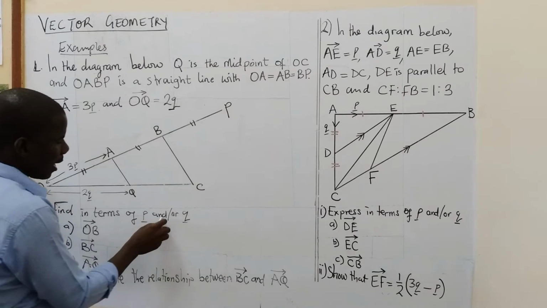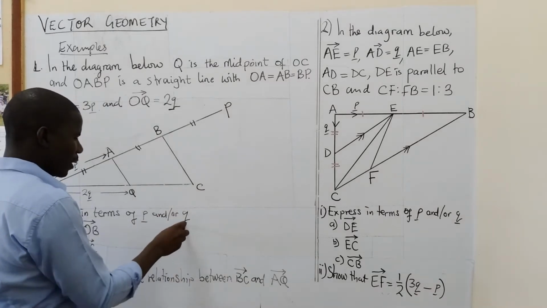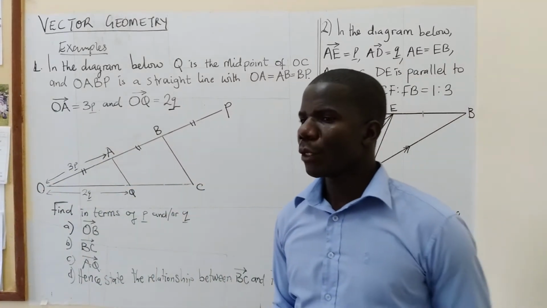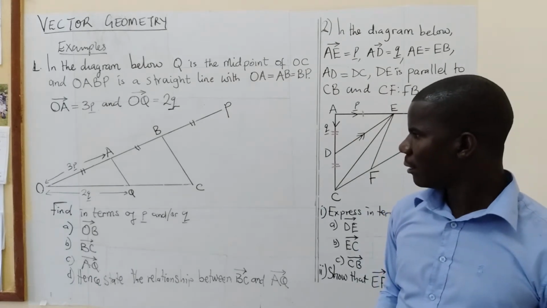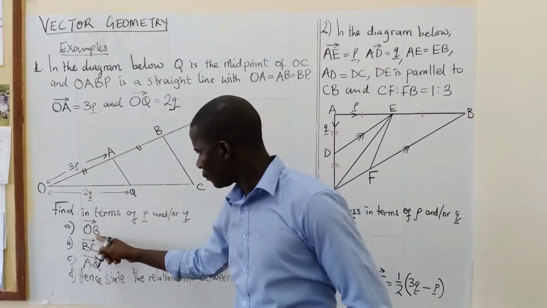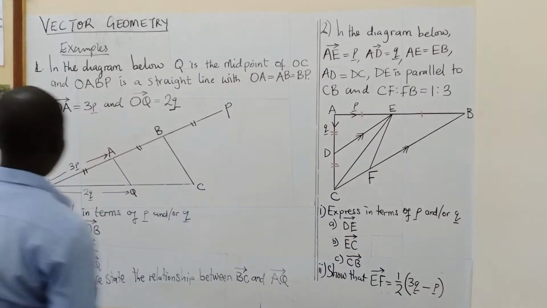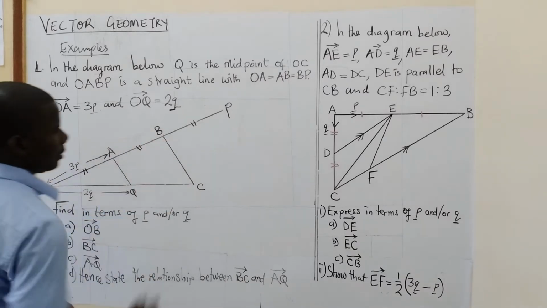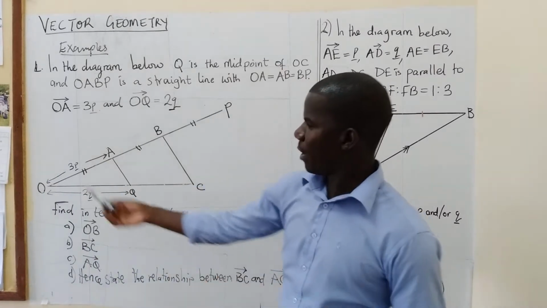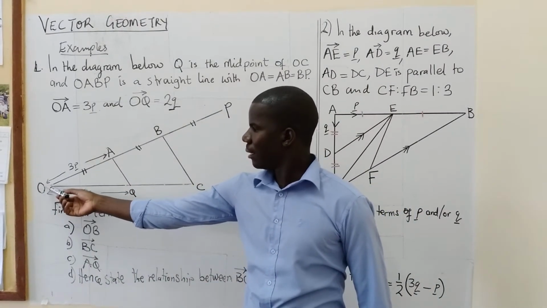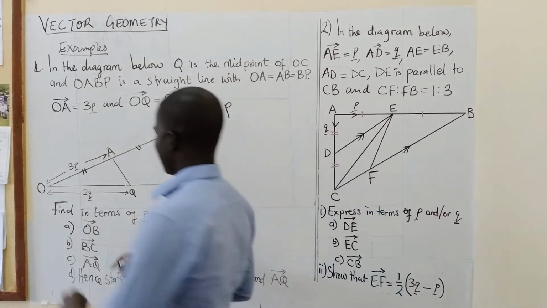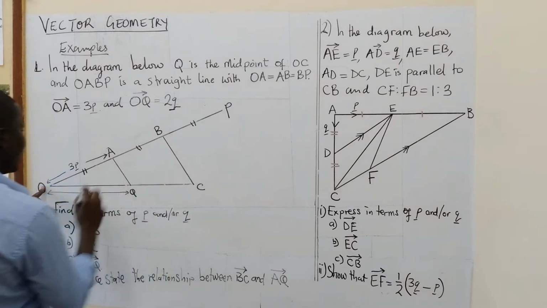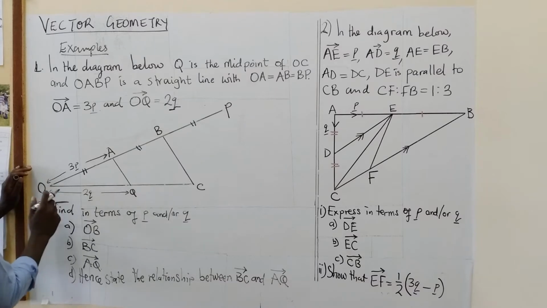Now, when we come to the questions, we are supposed to work out and find, in terms of P and Q, OB, from O up to B. So when you look at the vector that we are looking at, we want the magnitude in the direction here.